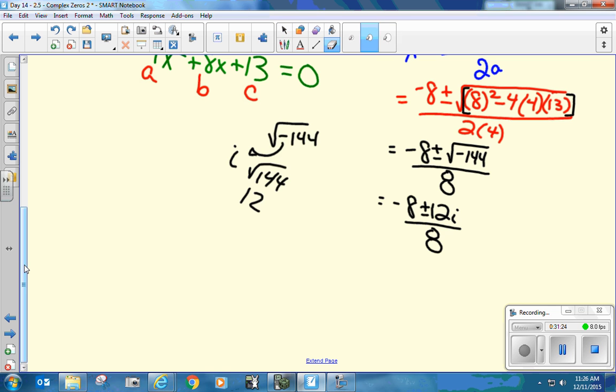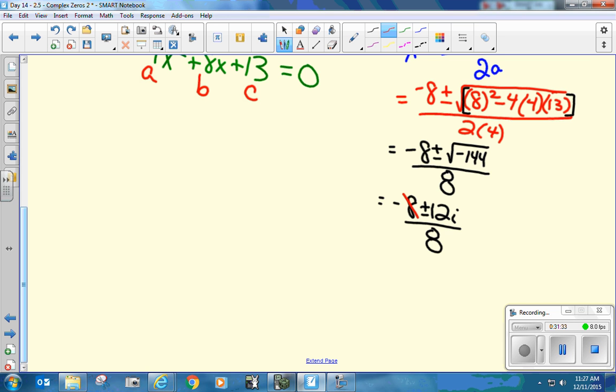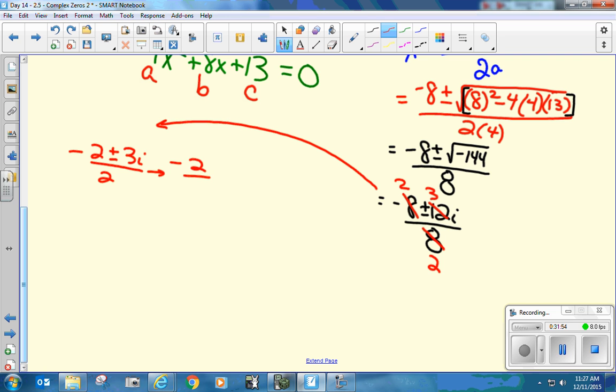Is there a common factor between 8 and 12? 4. So I can take a 4 out of all of those. 4 goes into 8 twice, 4 goes into 12 3 times. So I've got negative 2 plus or minus 3i all over 2. I can rewrite that as negative 2 over 2 plus or minus 3i over 2.